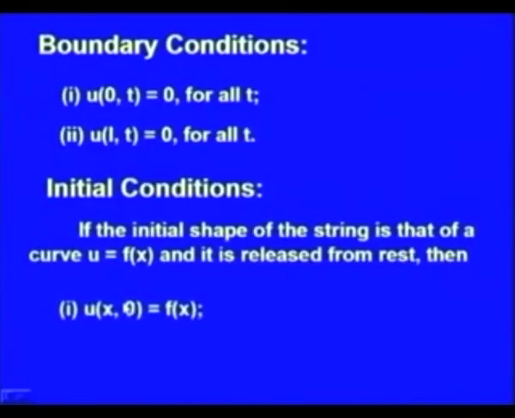The initial conditions are, if the initial shape of the string is that of a curve u equal to f x and it is released from rest, then we have u x 0 equal to f x and delta u over delta t equal to 0 when t equal to 0. Here we are assuming that the initial shape of the string is given by a curve, say u equal to f x, and it is released from rest. So, the velocity delta u over delta t is 0 at t equal to 0, and at t equal to 0 u x t is equal to f x.